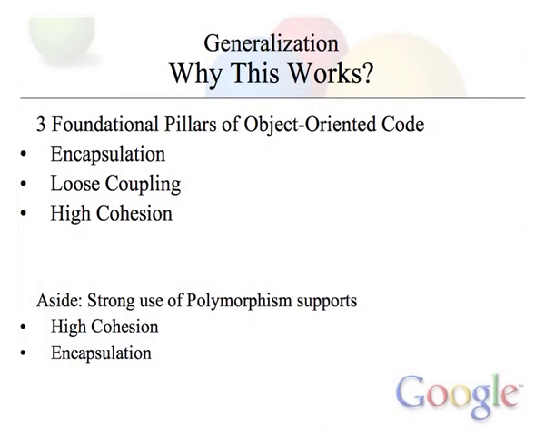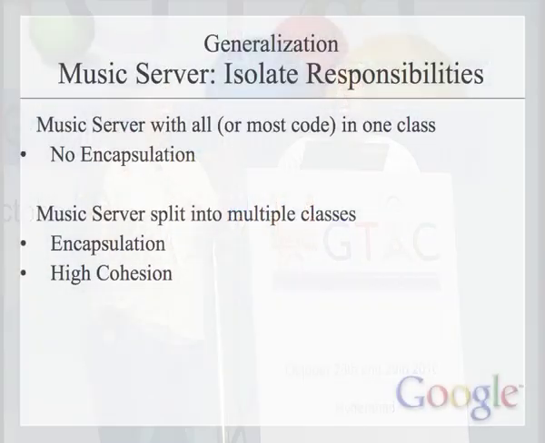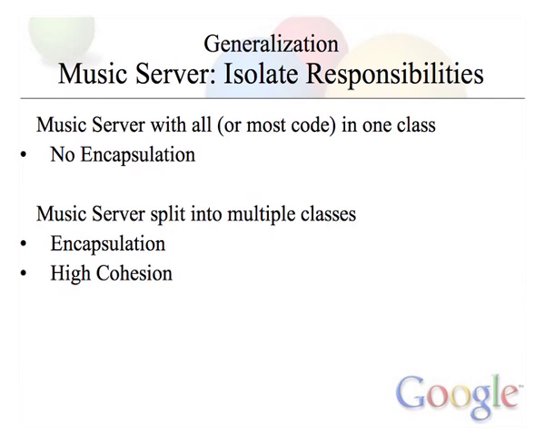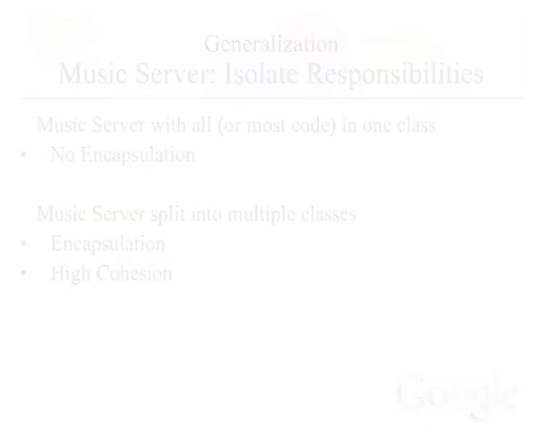So we'd like to go from the specific to the general. Why does this work? There are 3 foundational pillars of object-oriented code: encapsulation, loose coupling, and high cohesion. And as an aside, a strong use of polymorphism supports both cohesion and encapsulation. So let's go back through each of our examples. We had the music server with most of the code in one class. We said that wasn't very encapsulated at all. As soon as we split that into multiple classes, now we have better encapsulation, and we have high cohesion if we've made good choices for splitting up that behavior into the appropriate classes.